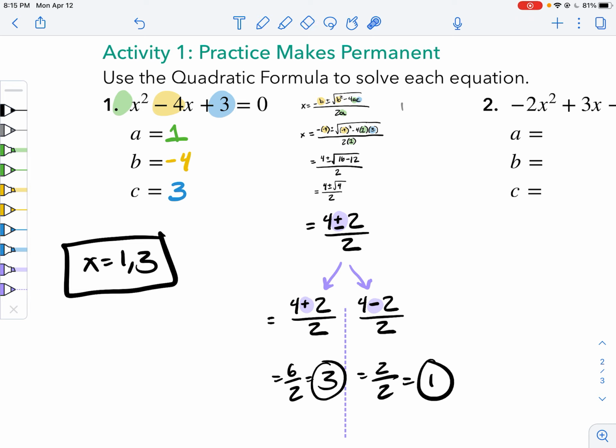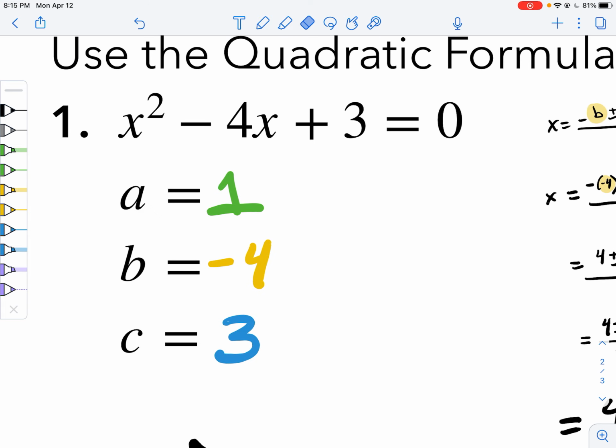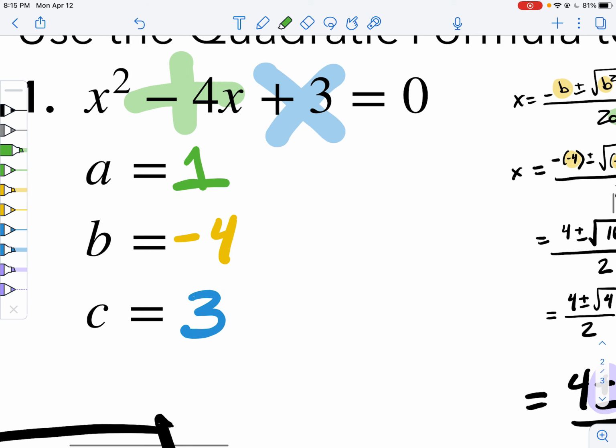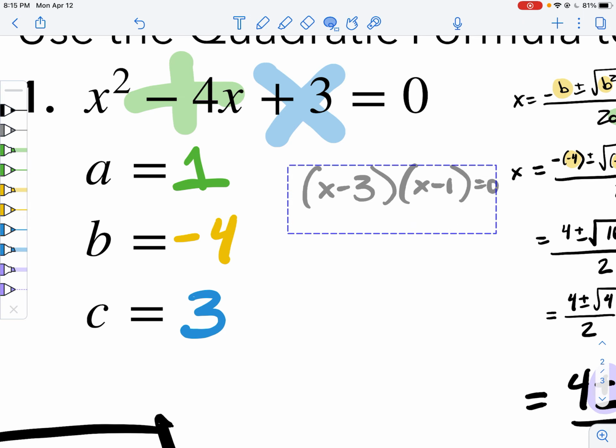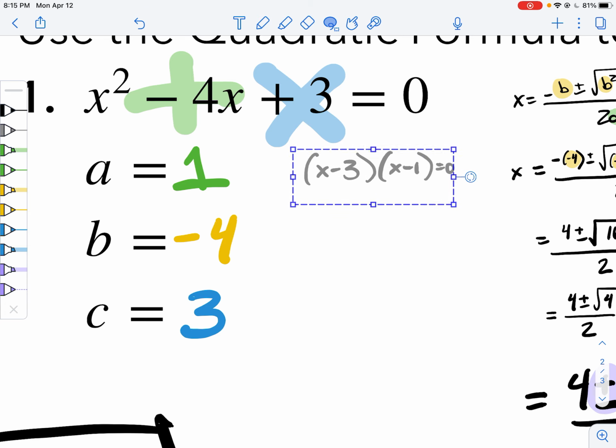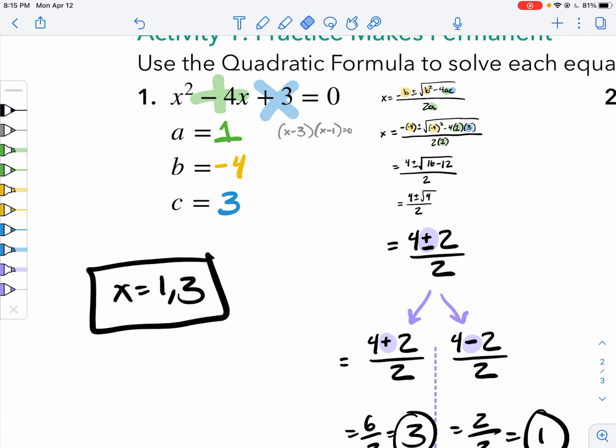And if we looked at our original problem, what did it say? We're trying to find what multiplies to 3 and adds to negative 4. Well, that would give us (x minus 3)(x minus 1) equals 0. And so that tells us x equals 3 and x equals 1. So factoring would have been much faster for this one because it was really simple.